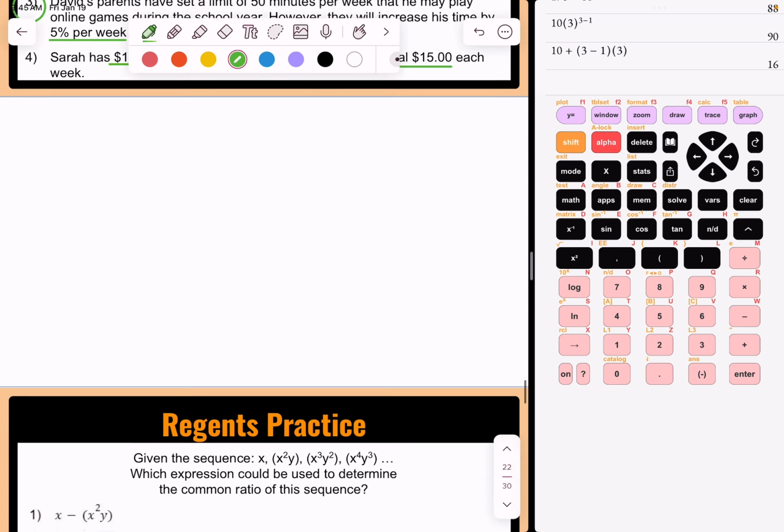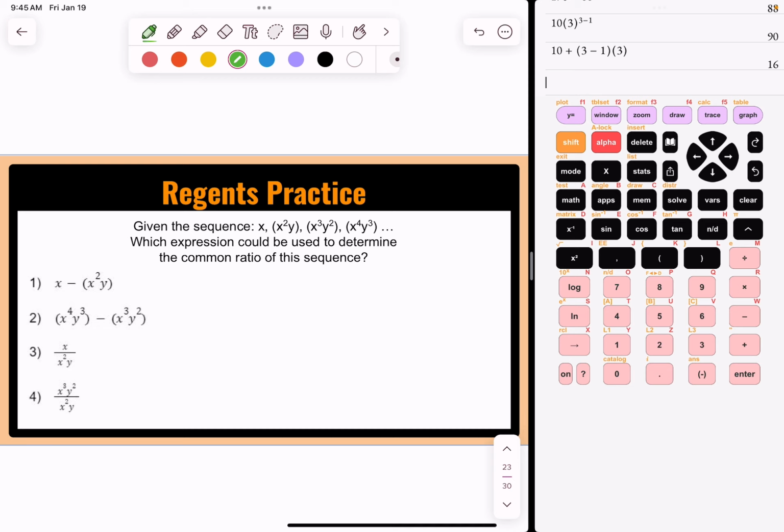All right. Let's look at this one. Given the sequence x, x2, y, x3, y2, x4, y3, which expression could be used to determine the common ratio? I know for the ratio I have to divide. So it's not going to be 1 and it's not going to be 2. Number 3, I see they took the first term and divided it by the second. Oh, no, we have to divide it in the opposite order. So it's not going to be that. And for choice 4, they did the third term divided by the second, A3 divided by A2. That's good. So answer choice 4, it is.